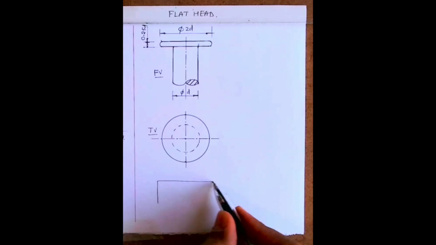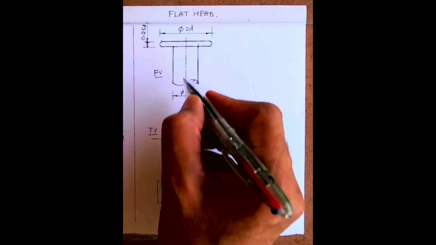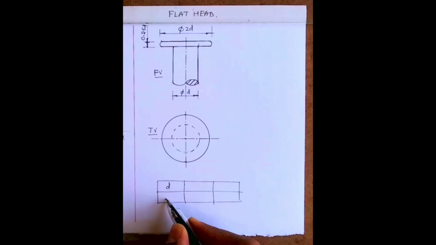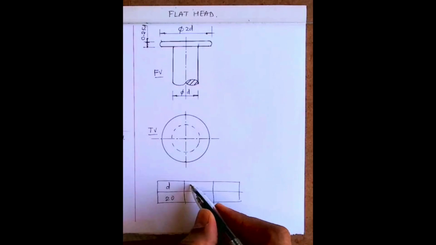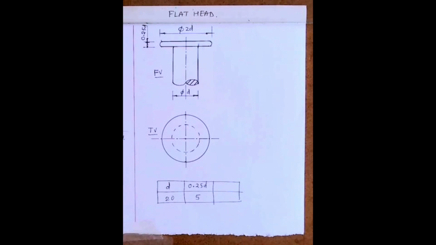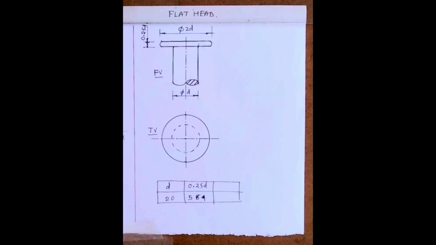So what we will do first is draw a box, and we'll find out all the values: D, 0.25D and 2D. So D is 20, 0.25D is 5, and 2D is 40.